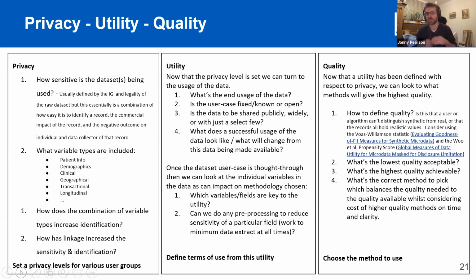Two of the stats metrics that I would recommend for quality: the Williamson statistic is something which we use, which compares variance between the real and synthetic data set over the expected degrees of freedom. So it gives you an idea of appropriate variance versus observed variance. And then the propensity scores from Wearable is another good measure. So then the last things to think about in quality: what's the lowest quality acceptable, what's the highest quality achievable?